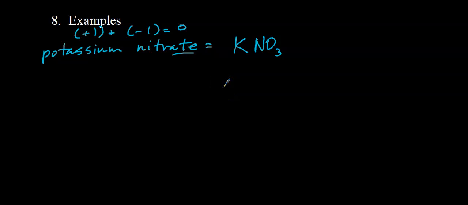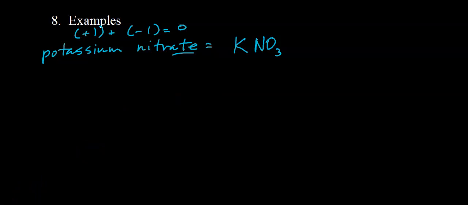Potassium has a charge of +1. Nitrate has a charge of -1. Do those charges add up to 0? Yes, they do. So what then is the ratio of the potassium ions to nitrate ions in this compound? That would be 1 to 1. So the chemical formula for potassium nitrate is KNO3.